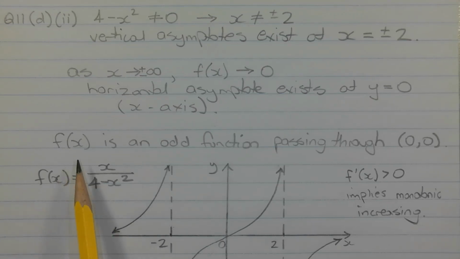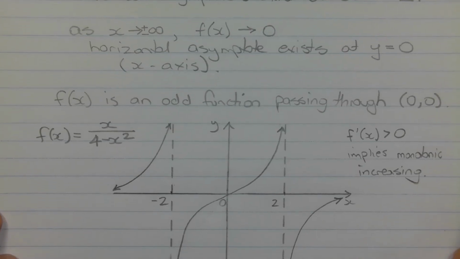Another point to consider is that f of x is an odd function passing through the origin, 0, 0. And we know that because f of x consists of an odd function in the numerator and an even function in the denominator, and an odd function divided by an even function gives us an odd function. So there's point symmetry about the origin. And from part 1, we have f dash of x is greater than 0 in the domain of f of x, and that implies that the function is monotonic increasing. There's no stationary points.